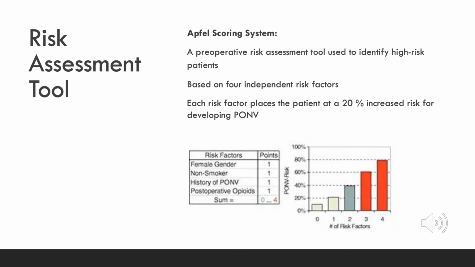A preoperative risk assessment tool used to identify high-risk patients is the Apfel scoring system, which is based on 4 independent risk factors. These include female gender, non-smoking status, history of PONV and/or motion sickness, and use of postoperative opioids.